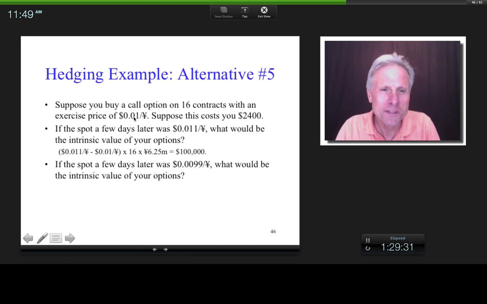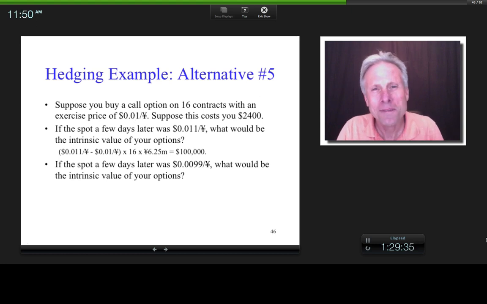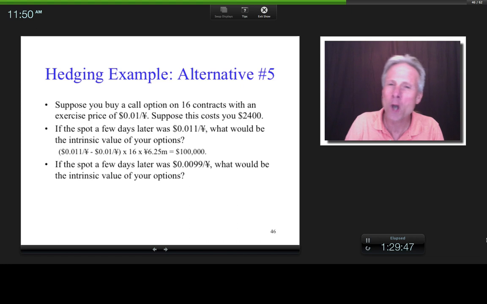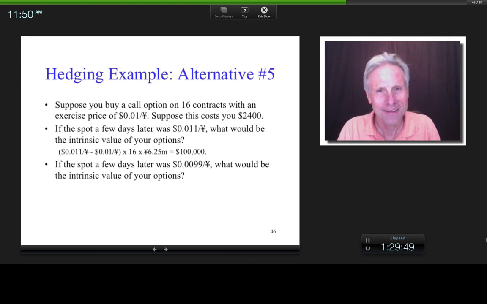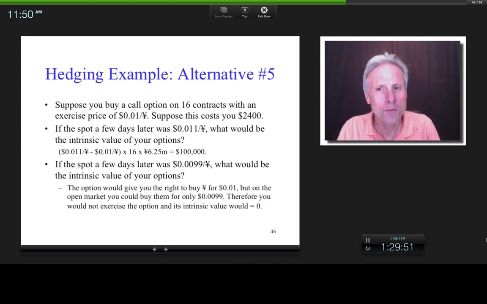Therefore, would you be using the option? You wouldn't, right? So what would the intrinsic value of the option be? Would it be negative? No, there's no such thing as negative intrinsic value for an option. Why? Because you're not locked in. You have the right, but not the obligation. And so the intrinsic value would be 0.